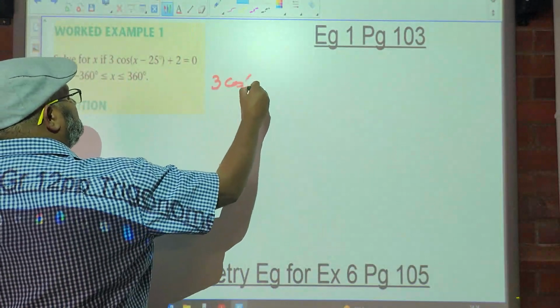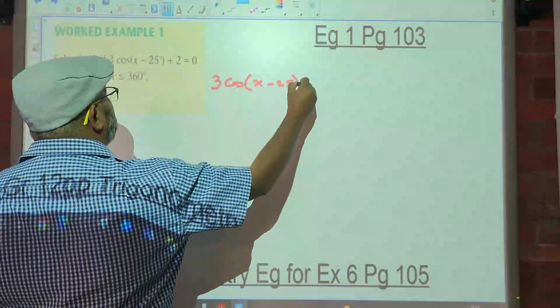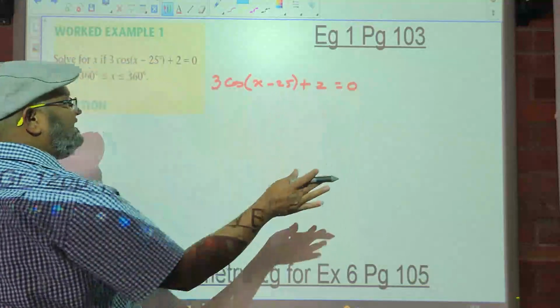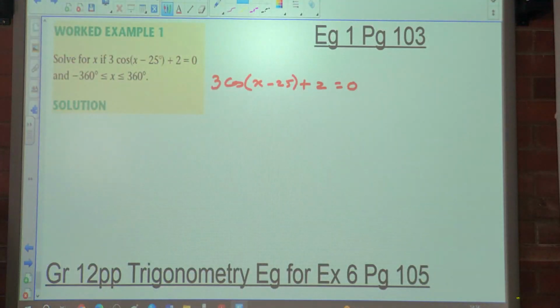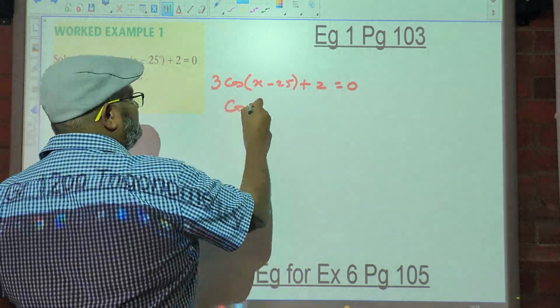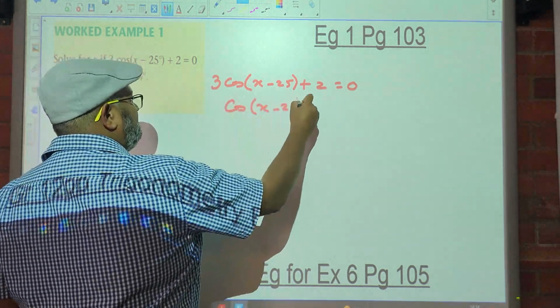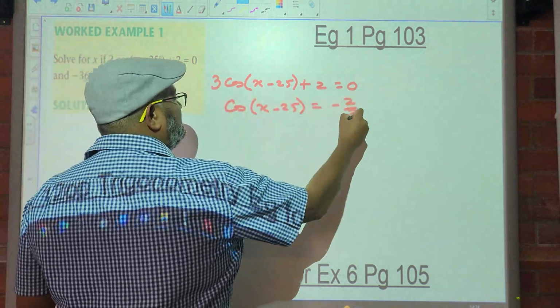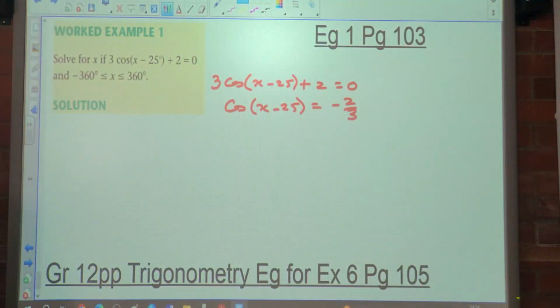3 cos(x minus 25) plus 2 is equal to 0. A grade 11 learner could solve this, or you should have been able to solve it in grade 11. So let's do it together quickly. Take over the 2, and then divide by 3. It's going to be negative 2 over 3. Now what do I do?